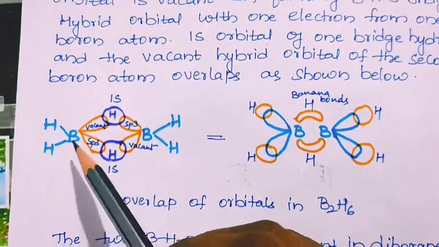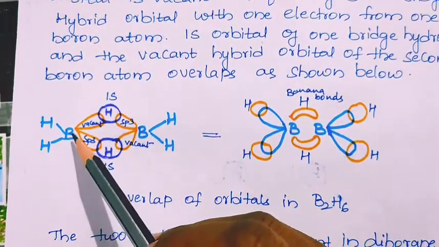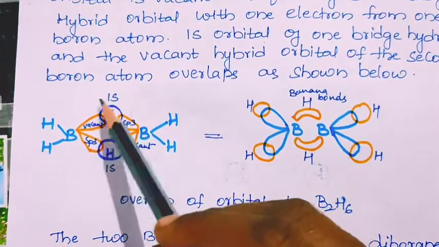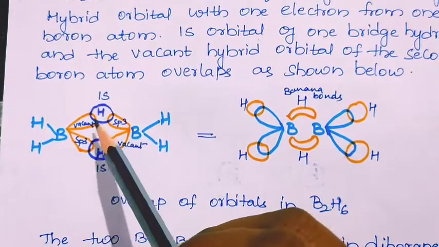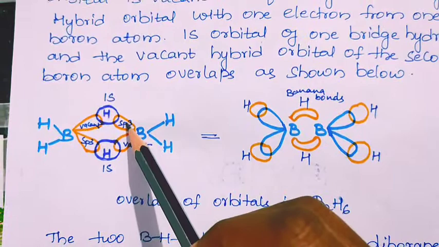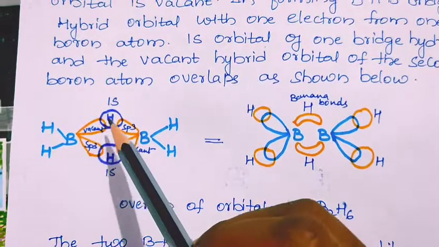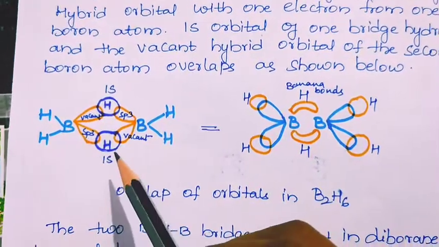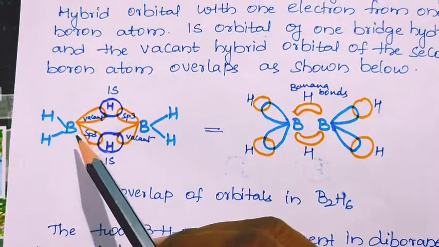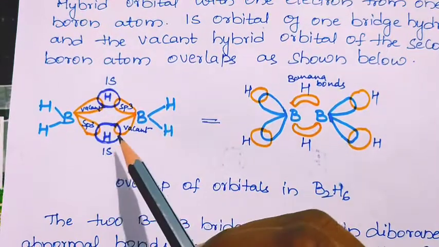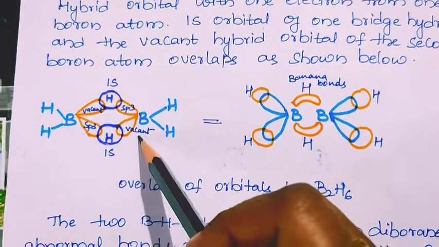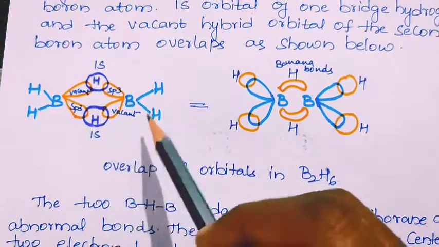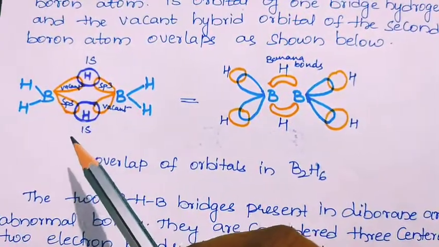So now we will see here boron and 1 more boron atom, they overlap with the 1s of the hydrogen atom. So here you can see sp3, here 1 more electron, and one of them is the vacant orbital here, and below the plane also you can see one of the boron atoms has an sp3 orbital and one of them is vacant, and the 1s of the hydrogen atom. So here you can see overlap of orbitals.